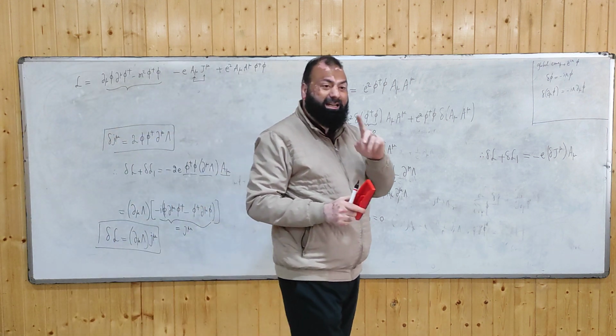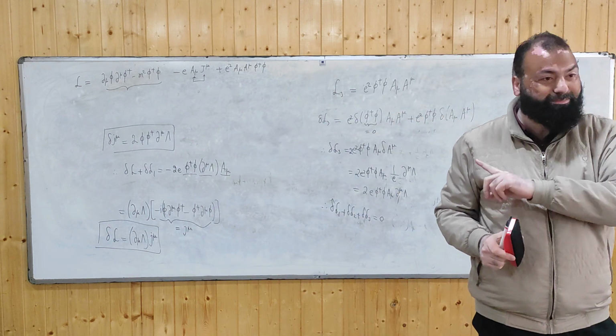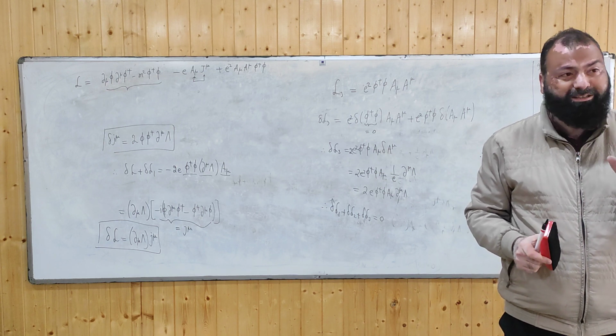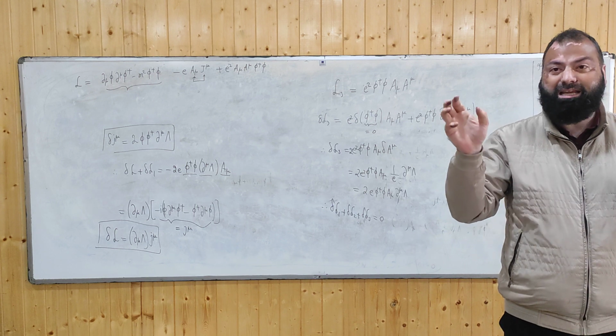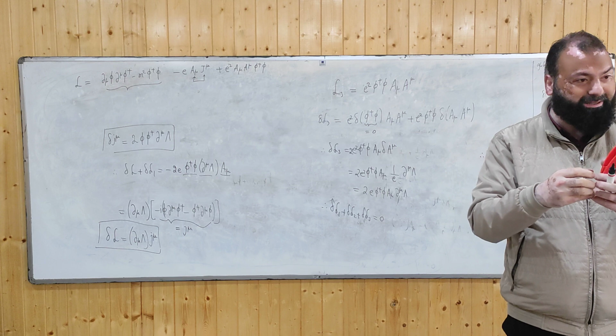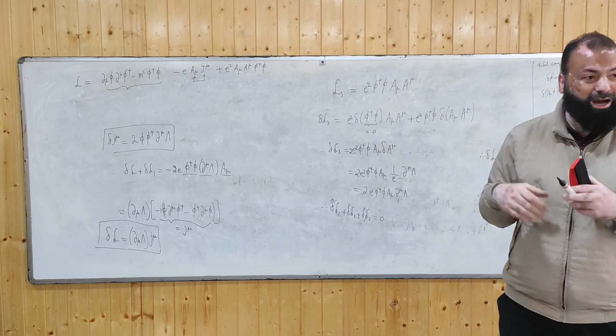So that means I need one more term that will represent the free field of the A field, a free Lagrangian for the A field. Clear? Got it? So that means I have two fields, let's say the phi field and the A field, and then there is a coupling between the two. Clear? Got it? Okay, so how to do that?